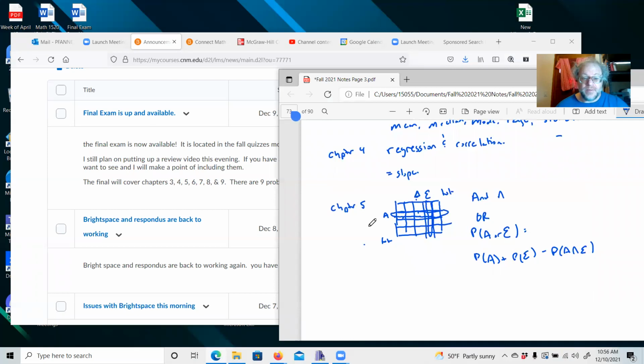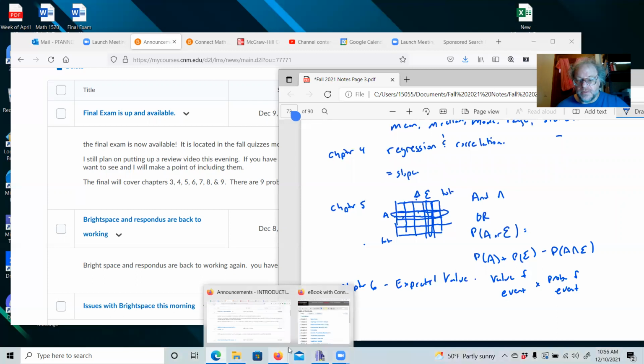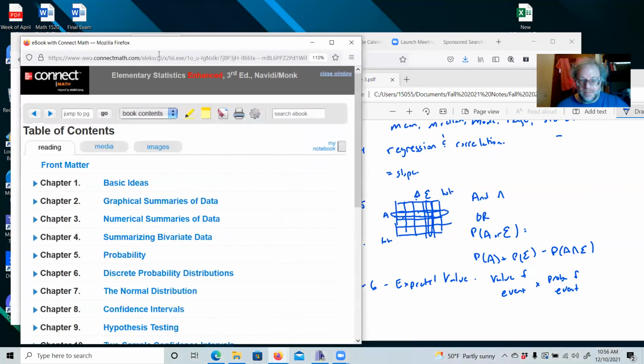Let's see here. Chapter 6 was expected value. Now you have to remember, it's the value of an event times the probability of the event. I'm kind of partial to the problem where they had the insurance company. If you're trying to remember that one, go back to the ebook.